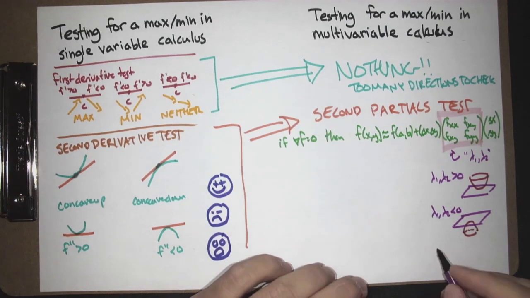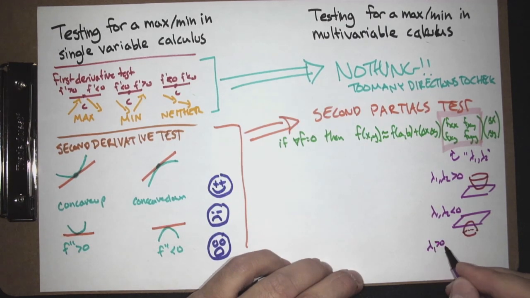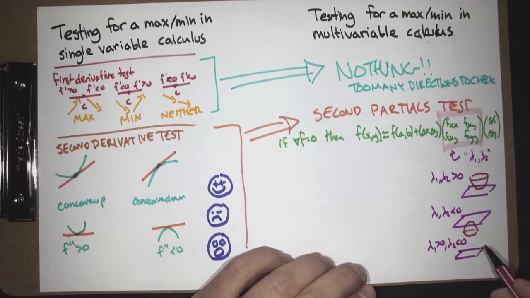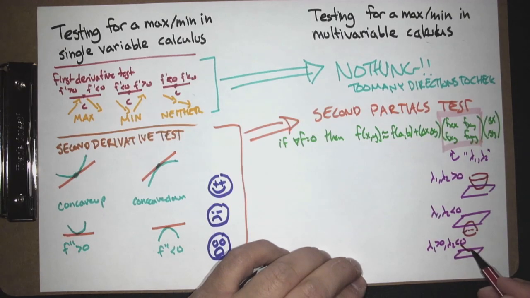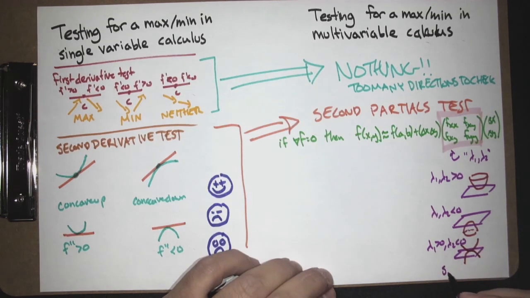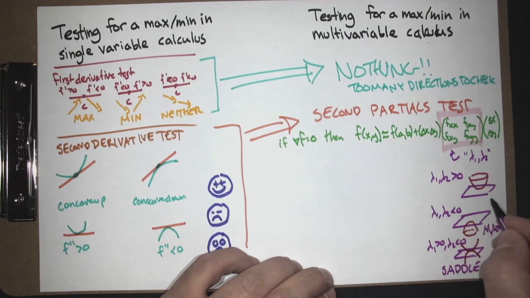And then there's one other case. Let's say lambda 1 is positive, lambda 2 is negative. So in other words, they have different signs. Now this is sort of a strange case. But what it says is that in one direction, you're going up off the plane, but in a different direction, you're going down off the plane. So you have different behaviors in different directions. And what kind of shape does this mimic? Saddle. So we have essentially our three cases here.